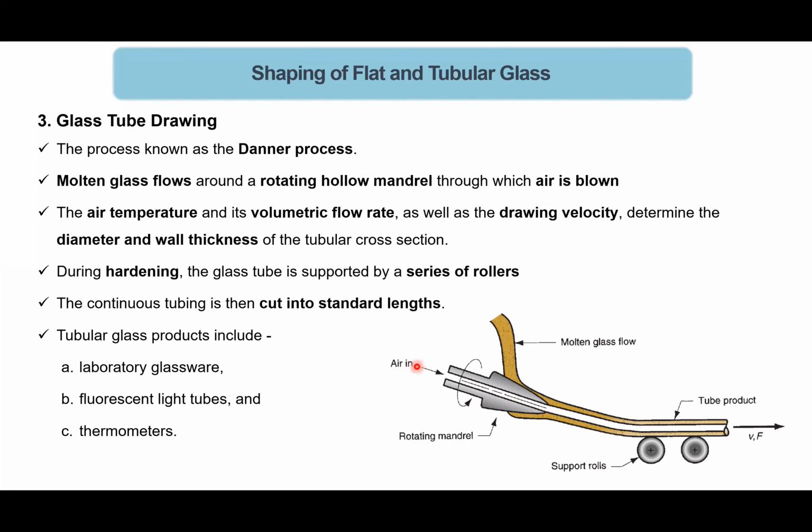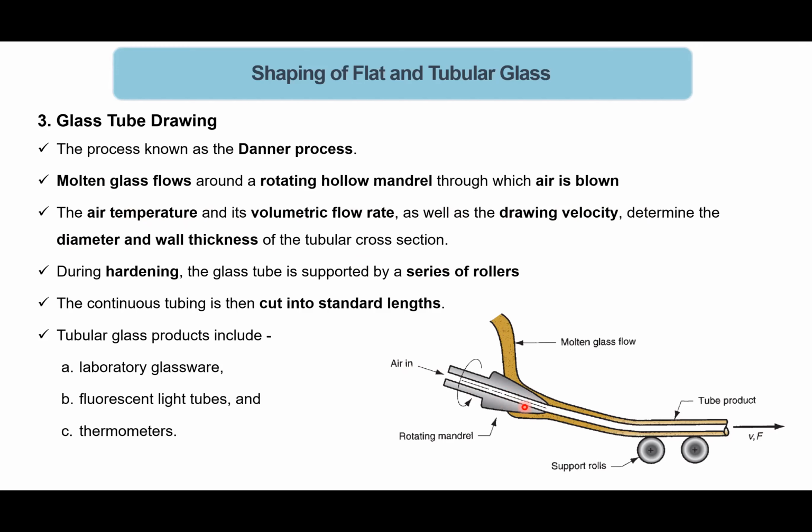Then what happens is that due to the air pressure, the internal diameter of the glass tube is formed due to the air flow through this mandrel, and it depends on the air temperature and its volumetric flow rate and the drawing velocity. That means at what speed we are pulling this glass out of the system. These three parameters determine the diameter and wall thickness of the tubular cross section. That means the air temperature and volumetric flow rate, how much air is flowing through this and at what temperature.